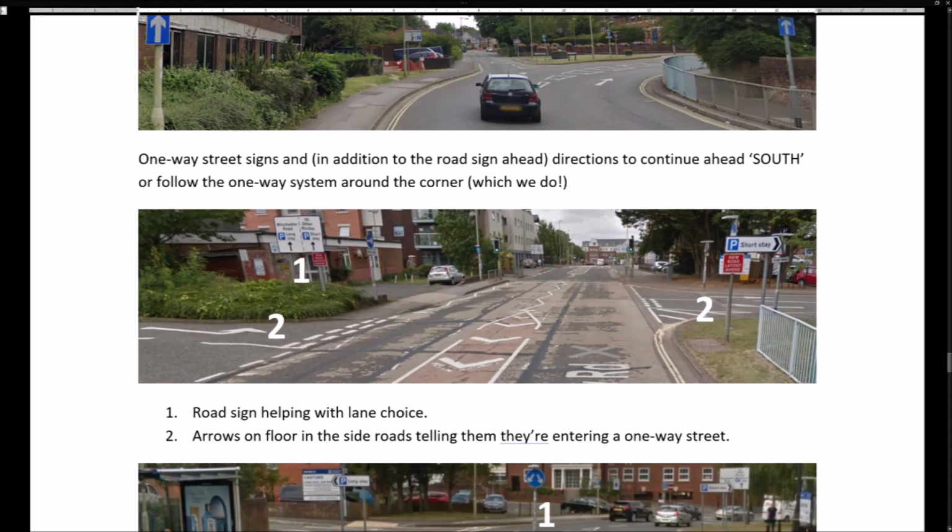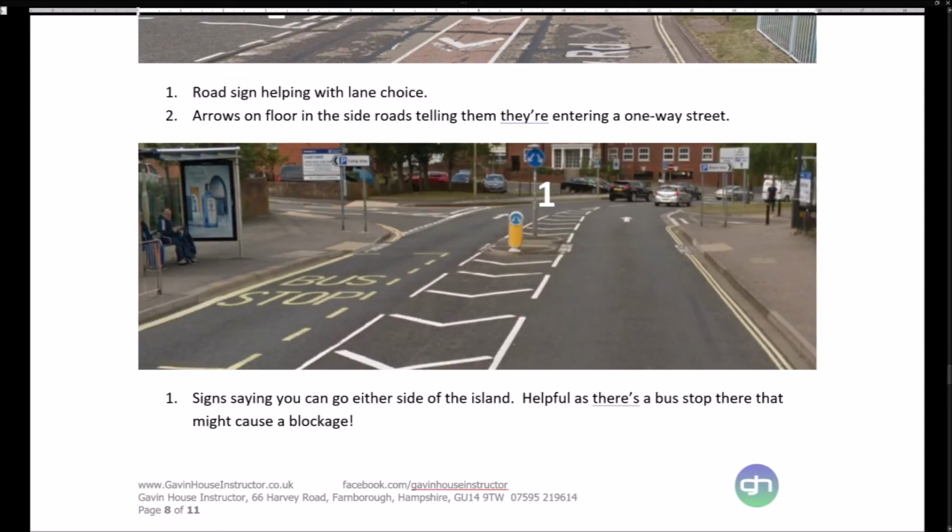1. Road sign helping with lane choice. 2. Arrows on floor in the side roads telling them they're entering a one-way street. 1. Signs saying you can go either side of the island. Helpful as there's a bus stop there that might cause a blockage.